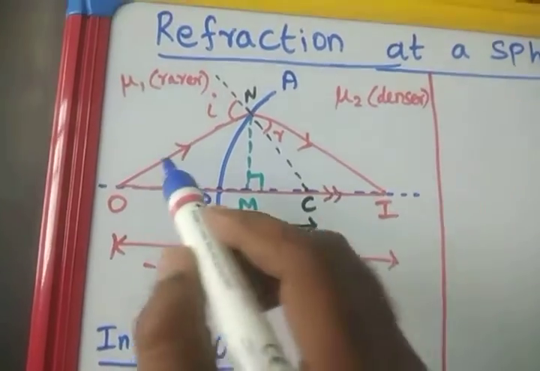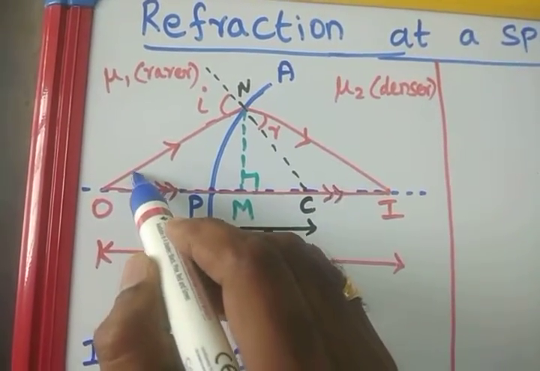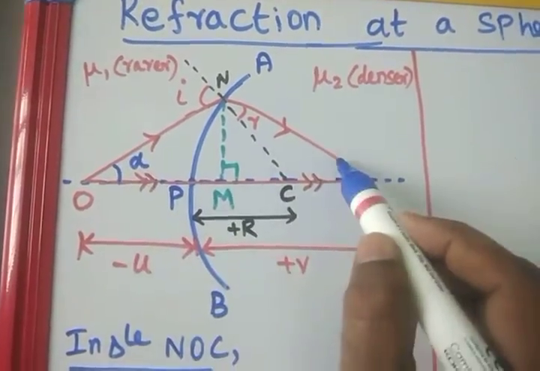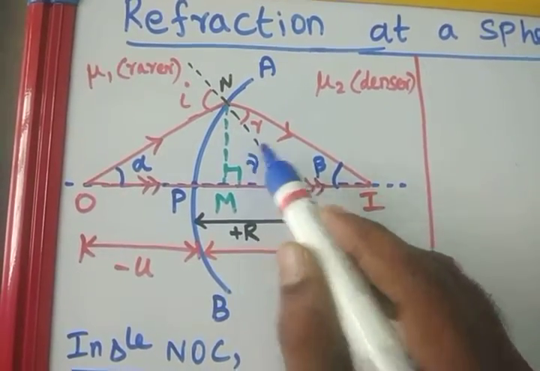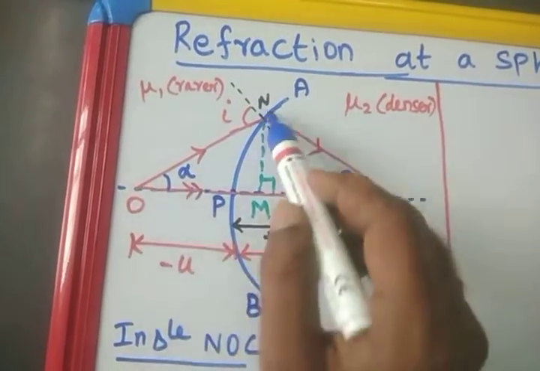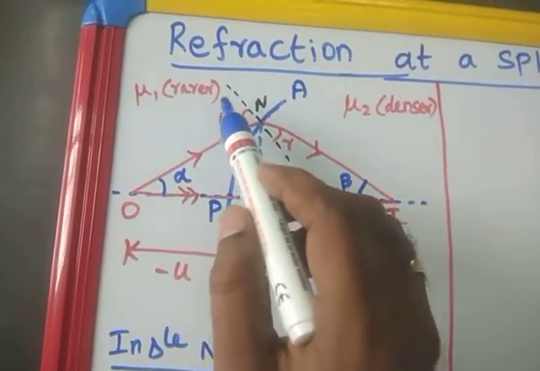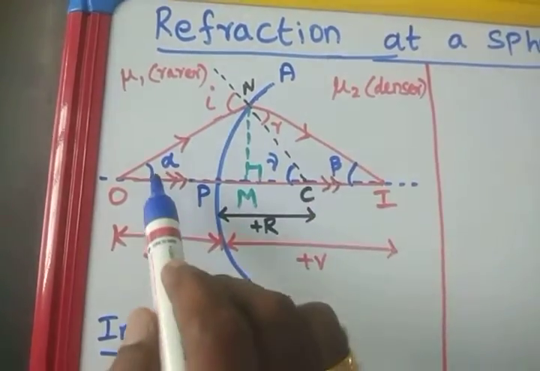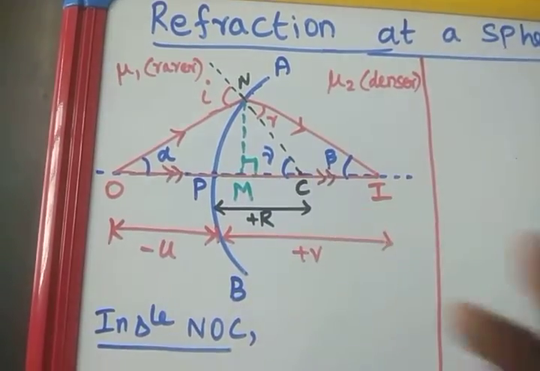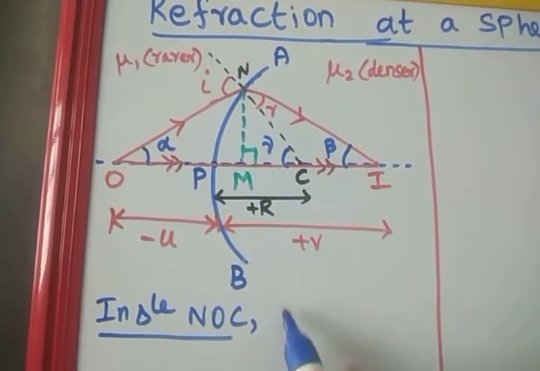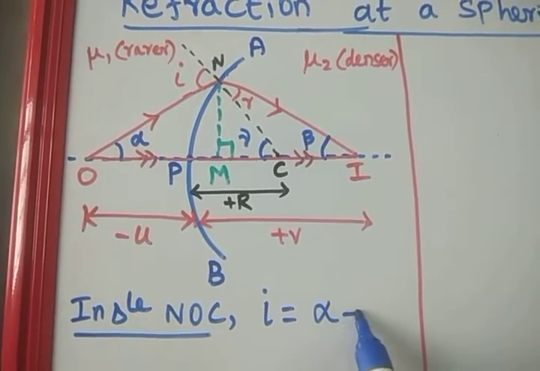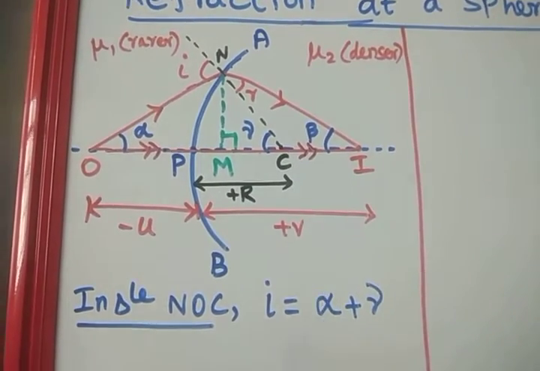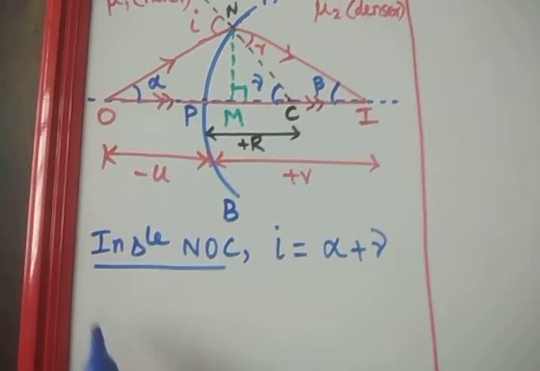We will draw the angles. This angle is alpha, this angle is beta, and this angle is gamma. If you see triangle NOC, I is an exterior angle, and alpha and gamma are interior angles. So the exterior angle is equal to the sum of the interior angles: I equals alpha plus gamma.